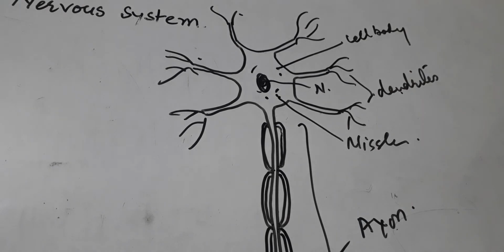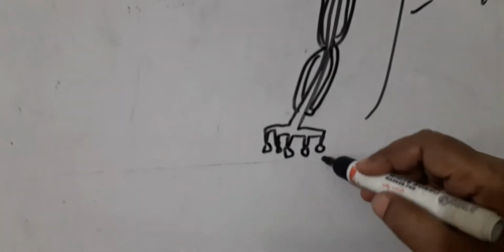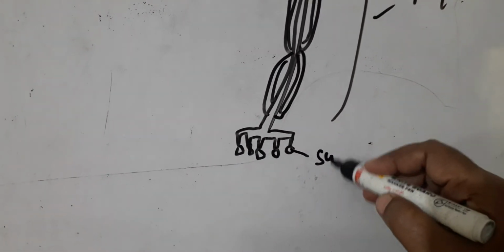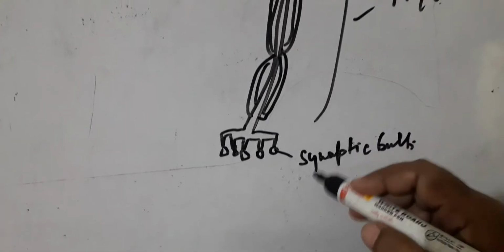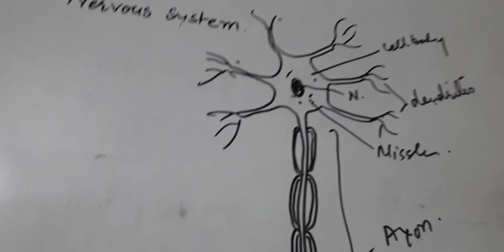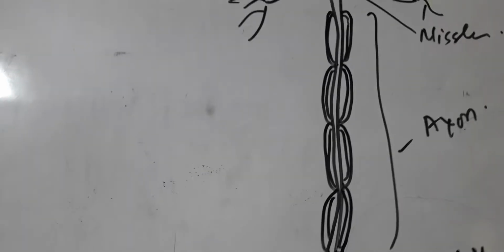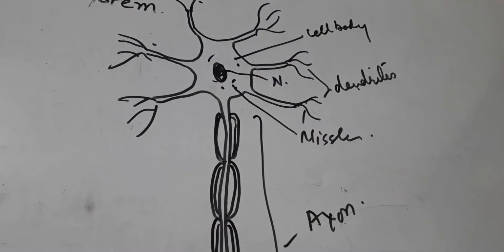And one thing, this one is the synaptic cleft. You can see that. Synaptic bulb. Okay. So by this synaptic cleft or bulb, neurons attach to each other and make a long fiber, which we can say is a nerve.